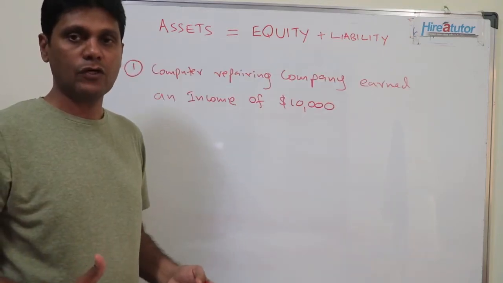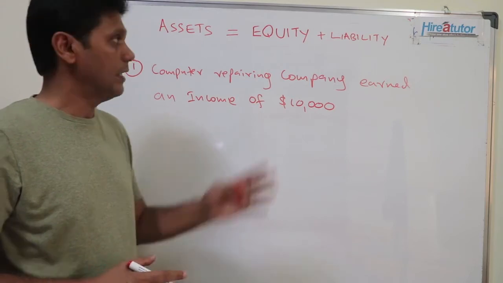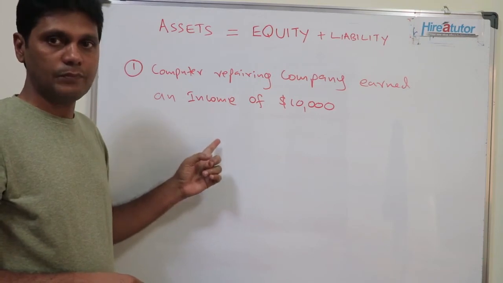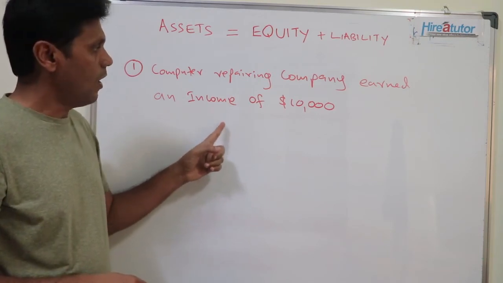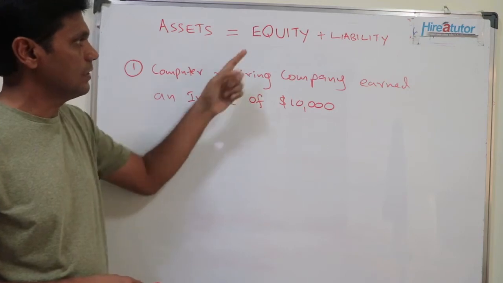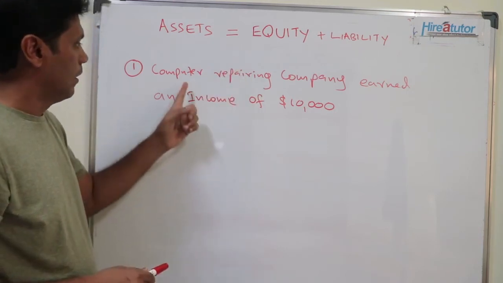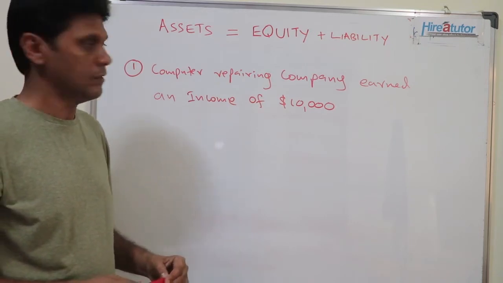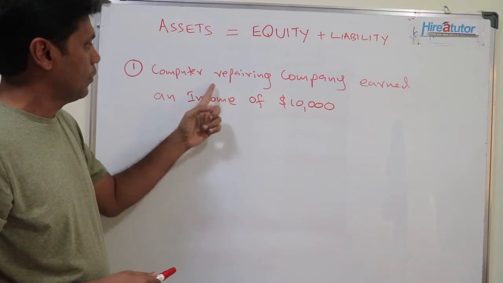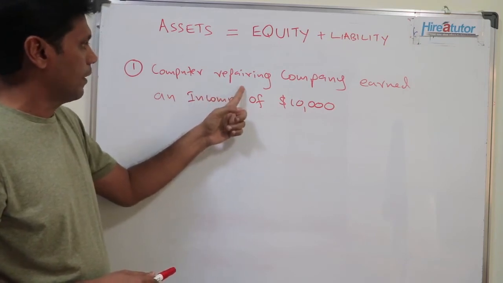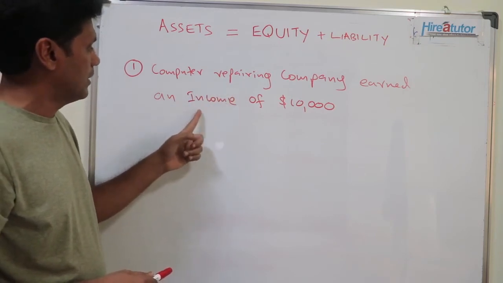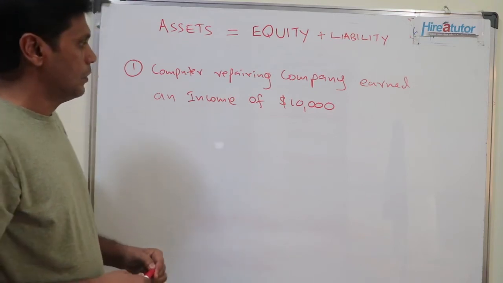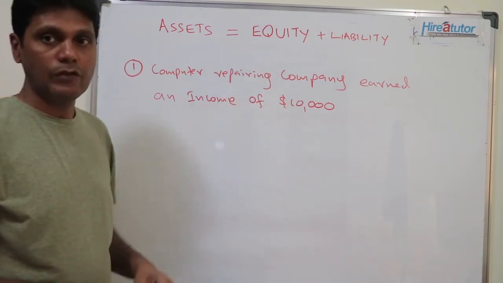Now let's look at two ways of recording the profit in the accounting equation. Now let's look at these particular transactions and we'll see how we can record them in the accounting equation. A computer repairing company earned an income of $10,000. So there is a company who provides computer repairs, and the company has earned a service income of $10,000. So what is the impact on the accounting equation?